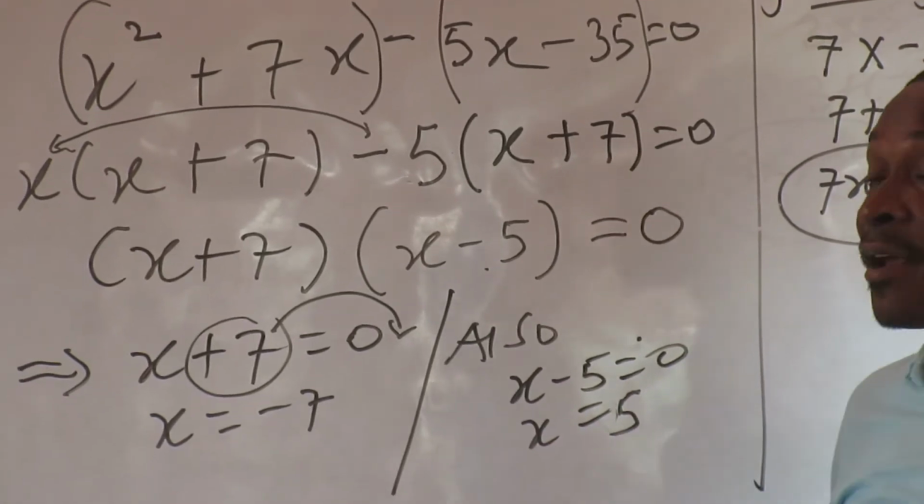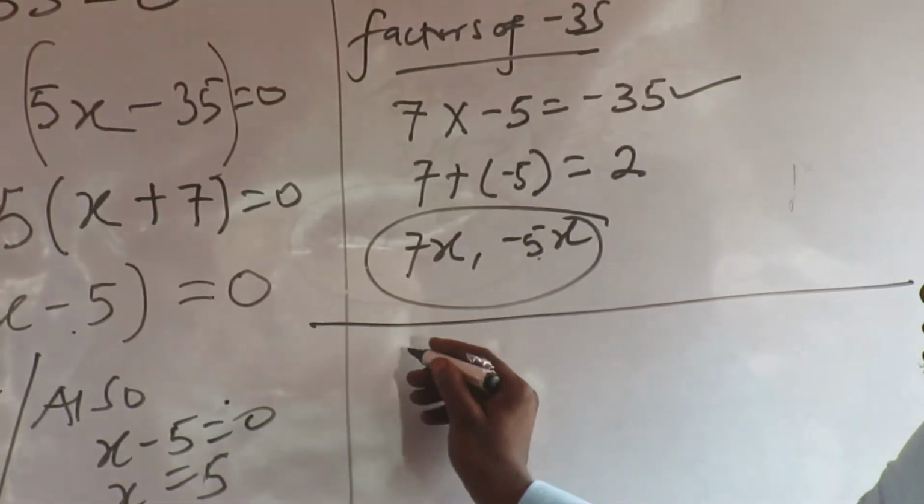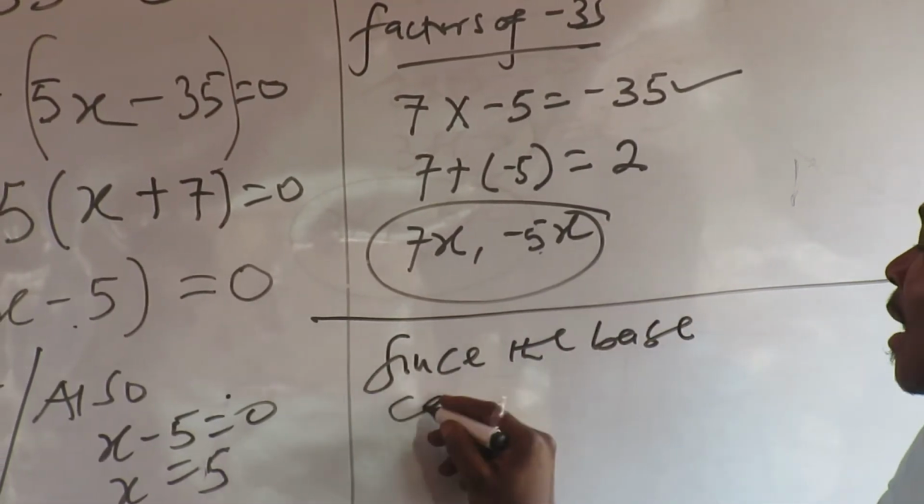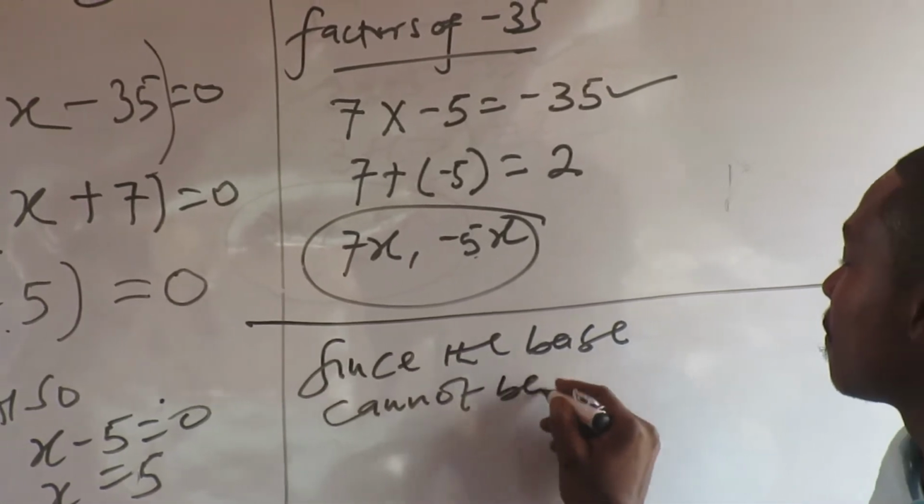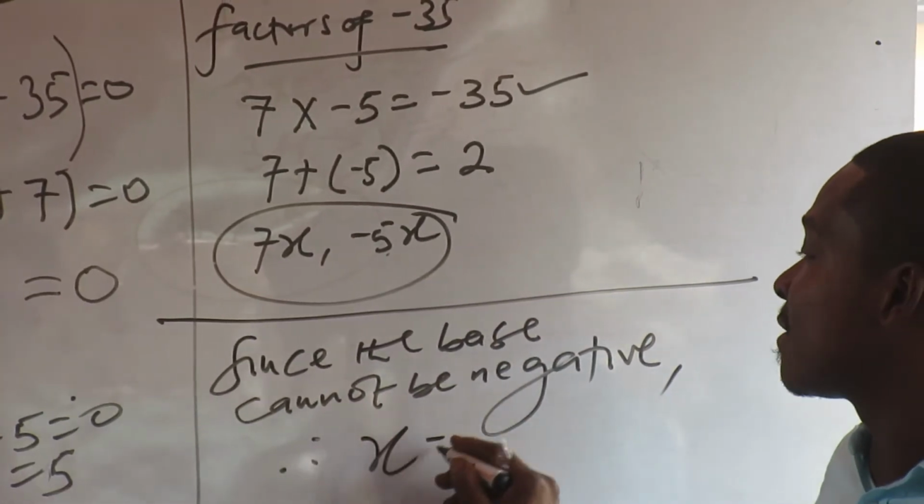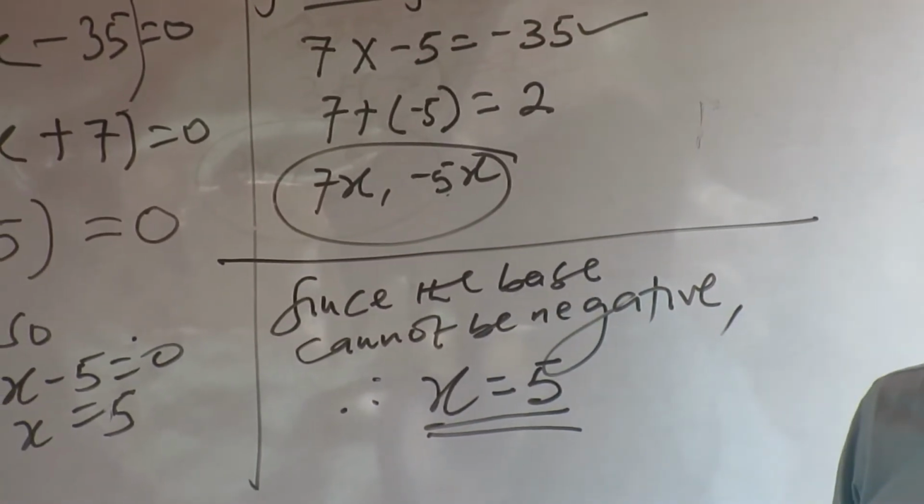Negative 7 and 5. And the base cannot be negative, right? So since the base cannot be negative, therefore x equals what? 5. That is the answer. Are you okay now? Good.